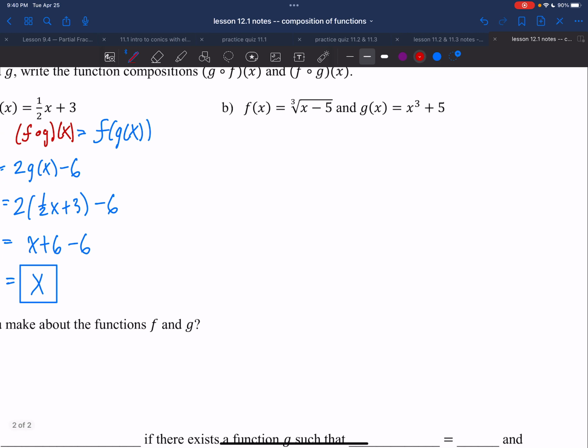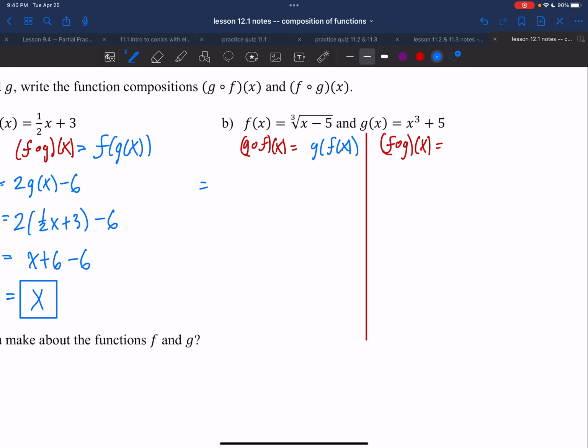Okay, so let's do the next one. I hope this is enough space. Let's find g of f of x and f composed with g of x. So again, this is g of f of x. You can do it either way. g of x is x cubed, so then that's f of (x cubed plus 5).